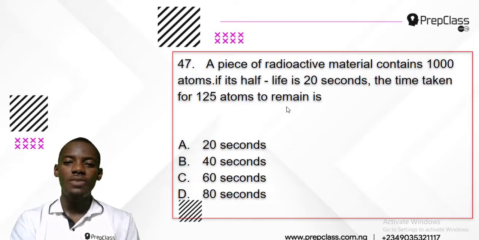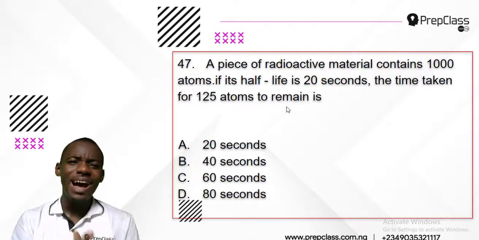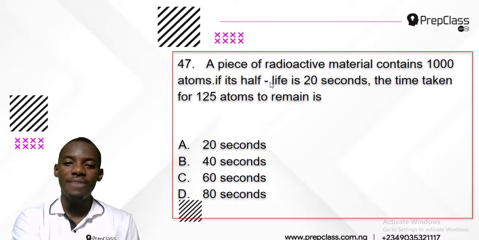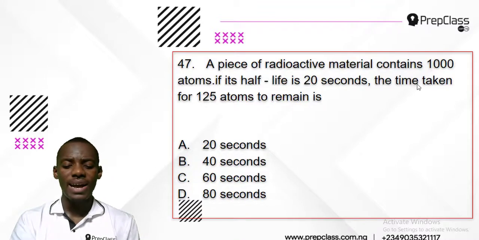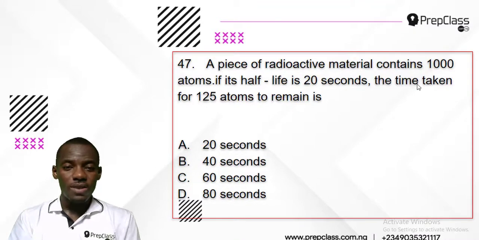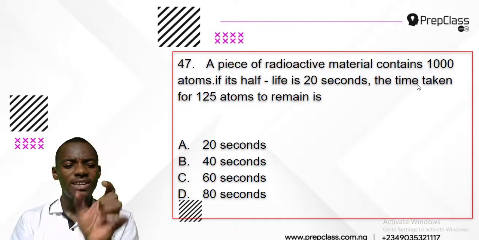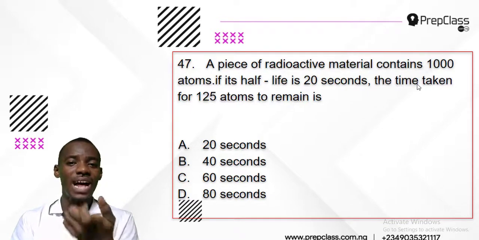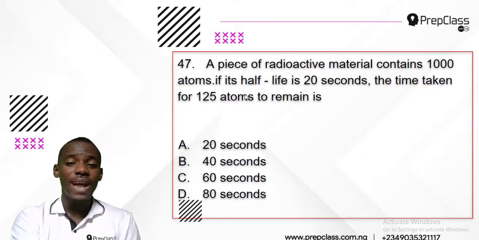Now, the next question: a piece of radioactive material contains 1,000 atoms. If its half-life is 20 seconds, the time taken for 125 atoms to remain is what? Radioactive material has a lifespan, and that is the half-life, the time it takes for the material to decompose. Some materials last for 1,000 years. When archaeologists find a bone, they will say this bone has been here for over 200 million years. How did they know? It is because of the half-life of that bone.